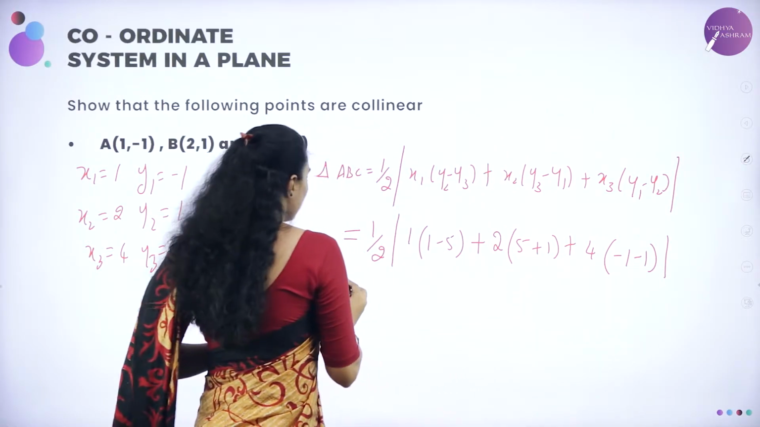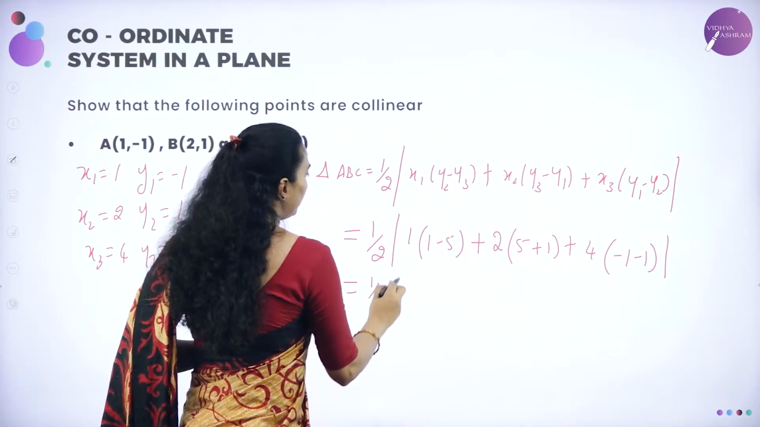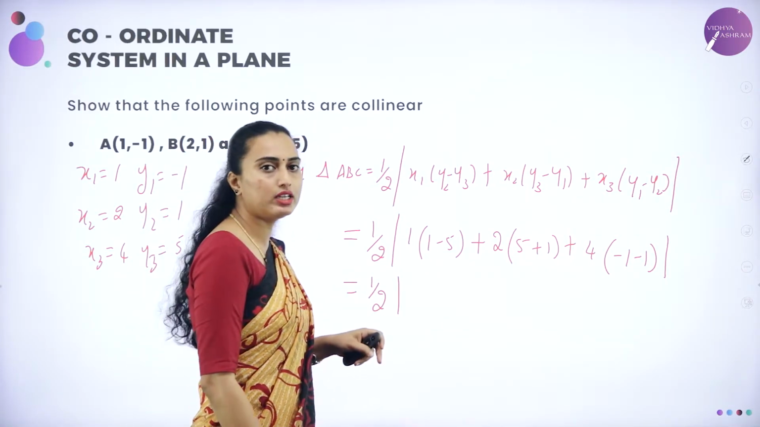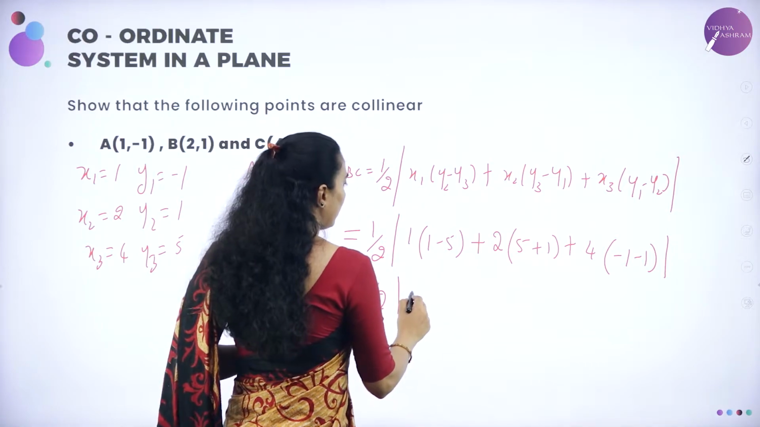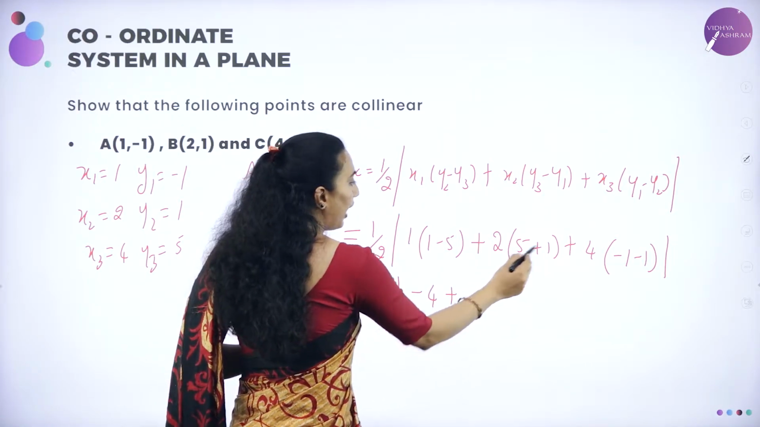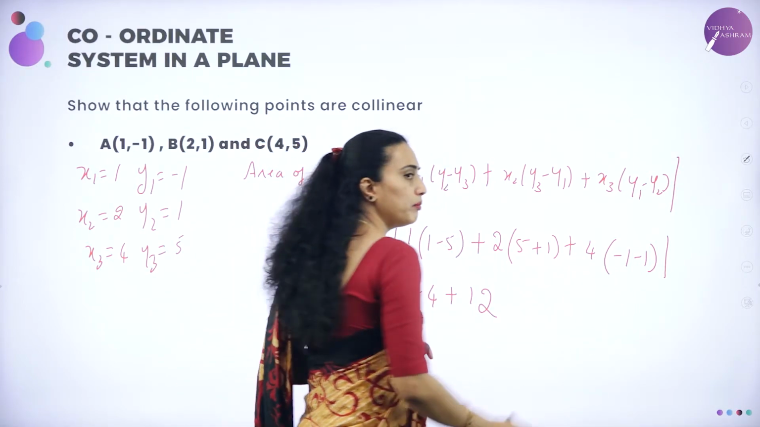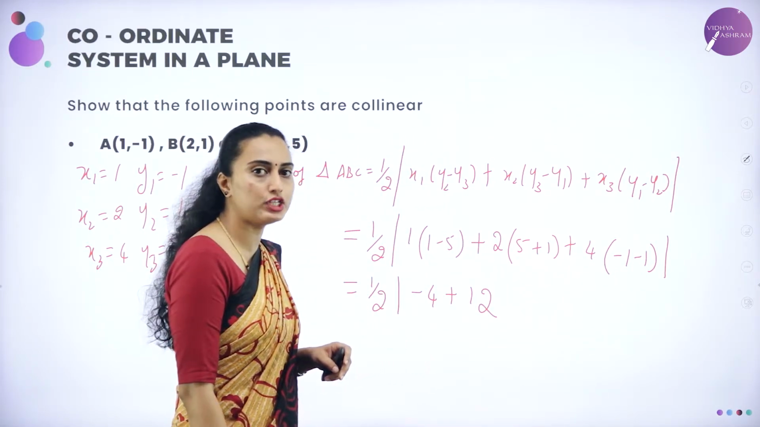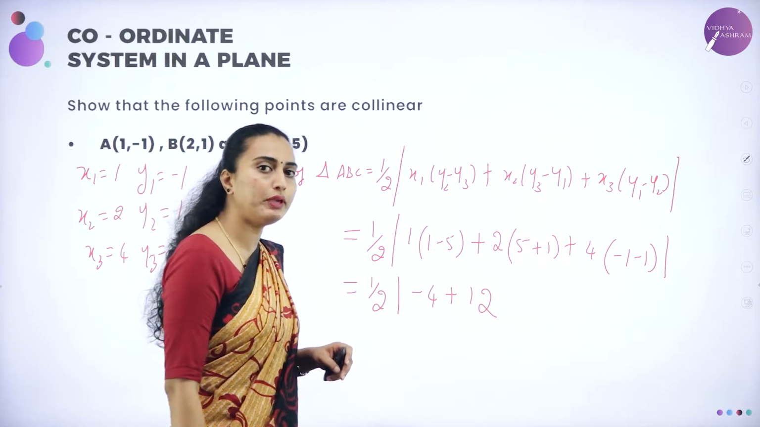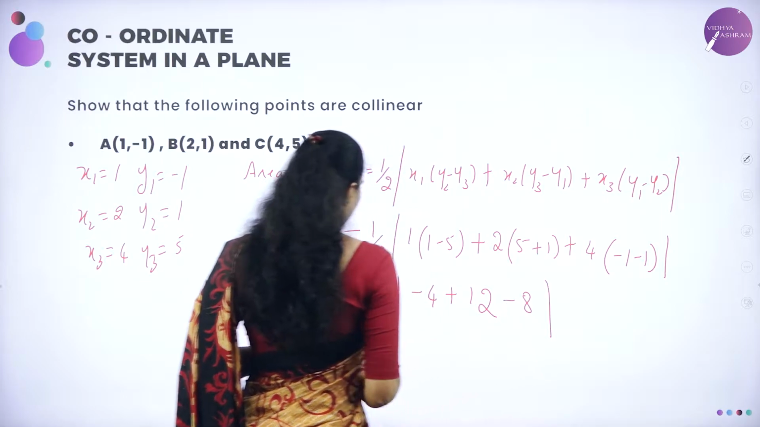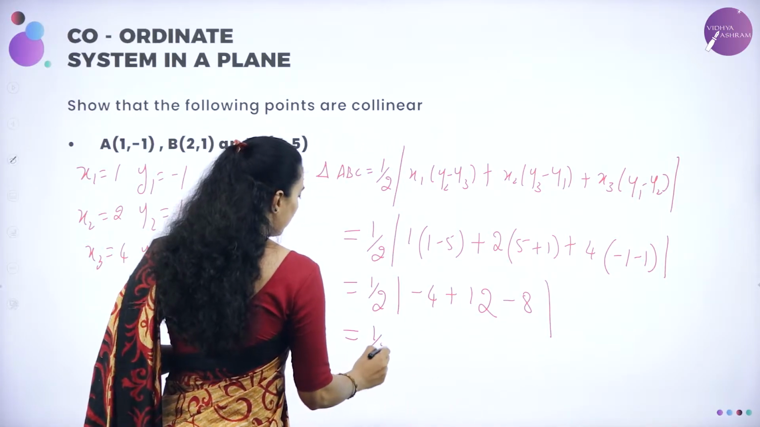Let me solve this. So we are going to have 1 by 2 into 1 minus 5 is minus 4. Minus 4 into 1 is minus 4 only. Minus 4 plus 5 plus 1 is 6. 6 into 2 is 12. Again, minus 1 minus 1 is minus 2. Minus 2 into 4 will be equal to minus 8. So you are going to have minus 8.